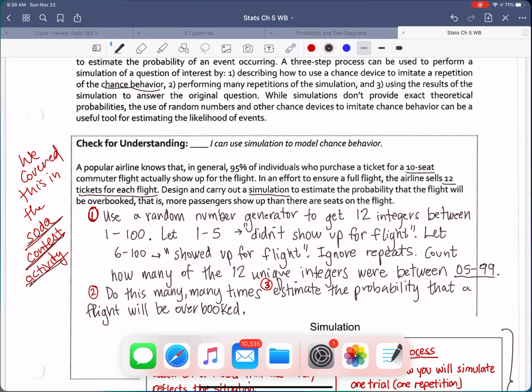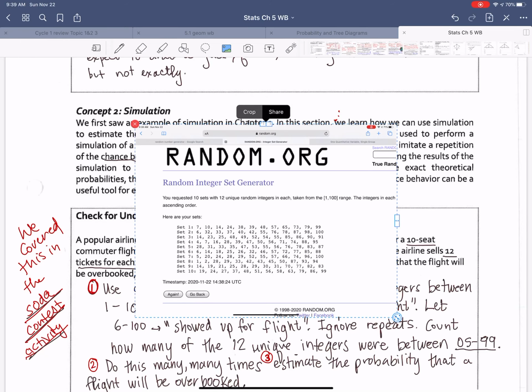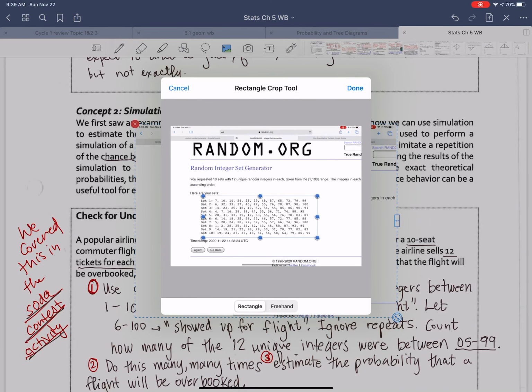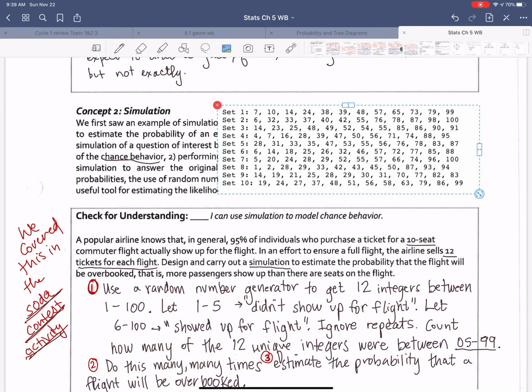Okay, so back to our random number generator. I'm going to take a picture of this and throw this up here on my board. Okay, let's think this through. Notice all 12 people showed up because none of the numbers were between 1 and 5. All 12 showed up.